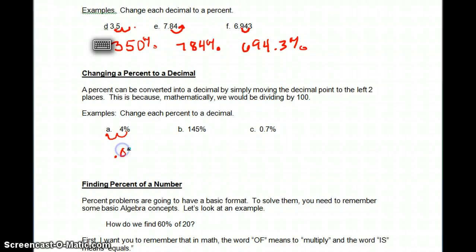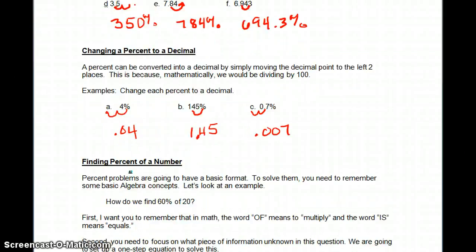So you will have 0.04. When you move it 2 places to the left here, you will have 1.45. When you move it 2 places to the left here, you have 0.007.